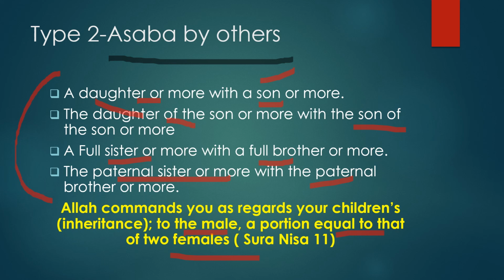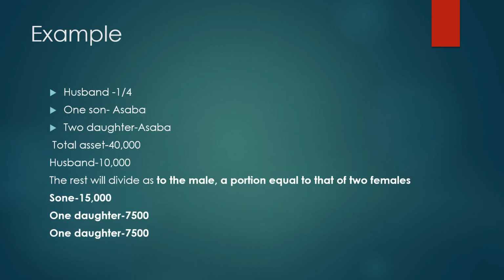Full sister will get 1 and full brother 2. Paternal sister 1, paternal brother we will get 2. Why is it? Because Islam gives all the financial responsibilities to the males. That's another discussion. We will have it when we read the textbook, inshallah. So this is the second type, asaba by others. Only 4 teams are there.